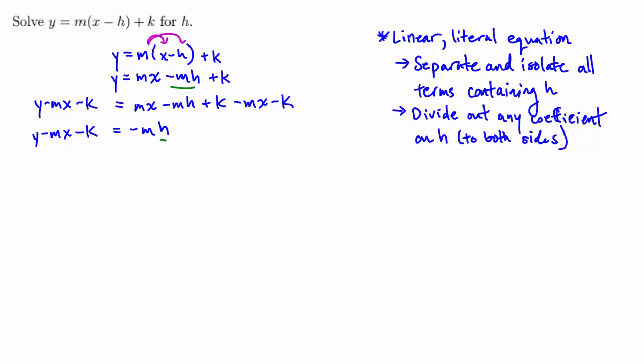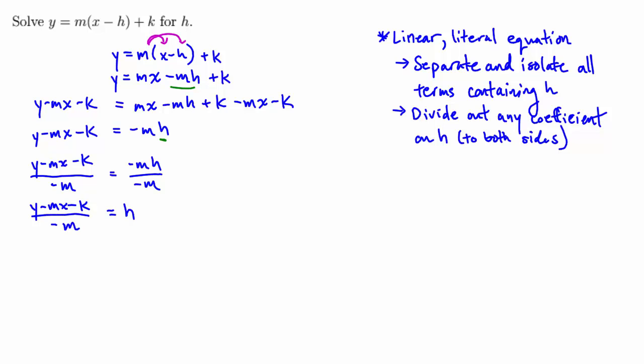Now this negative mh, I want to get h on its own. I have negative m times h on the right, so I will divide each side by a negative m in order to get h on its own. So y minus mx minus k, that's all divided by a negative m, is equal then to negative mh over negative m. So now on the right, I have h all on its own. I am more or less done. Y minus mx minus k in the numerator on the left and negative m in the denominator.